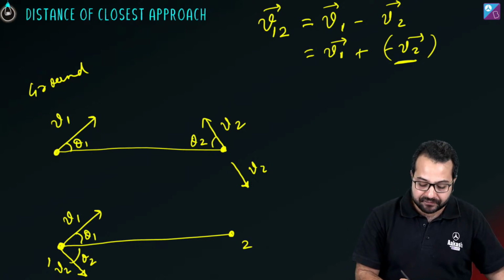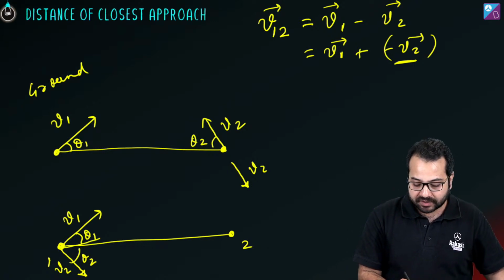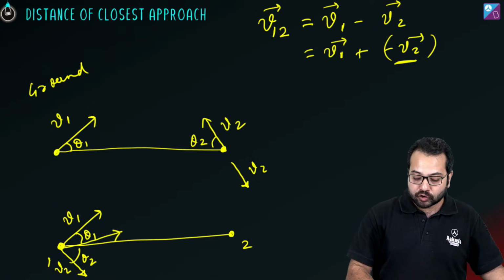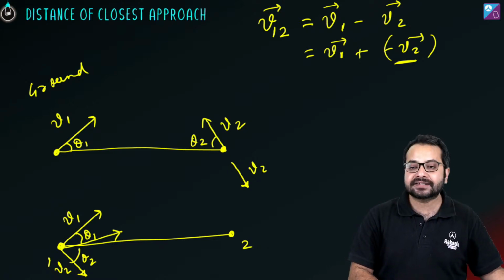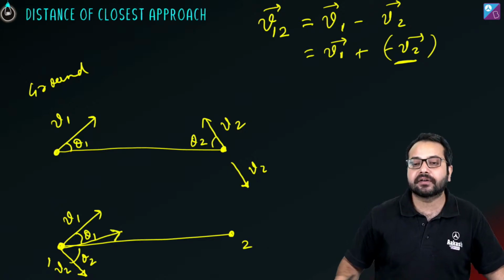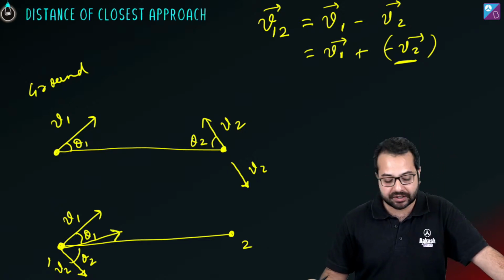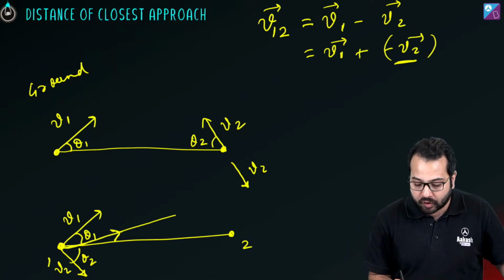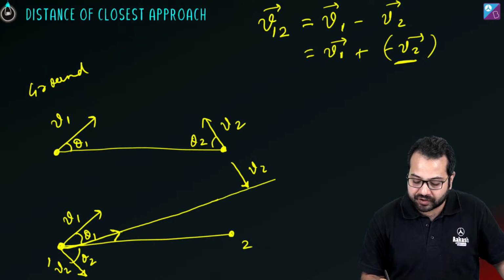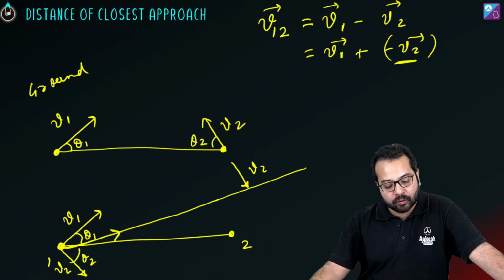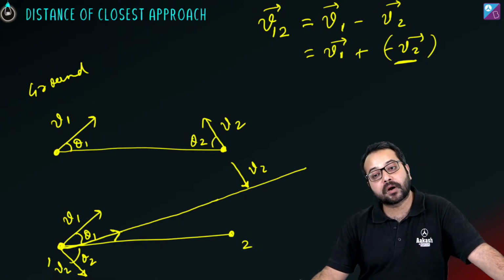Which means that if we find the resultant of these two vectors, particle 2 will see that it has a constant velocity. And if it has a constant velocity, then its trajectory is going to be a straight line. So particle 2 will see that particle 1 is going to go along a straight line like this. That will be the trajectory of particle 1 with respect to particle 2.